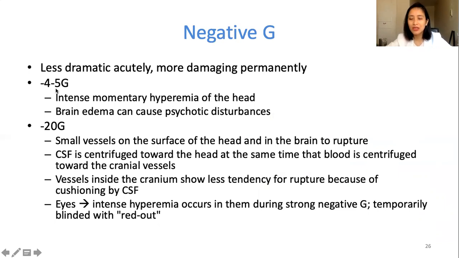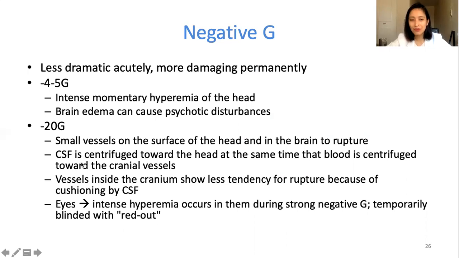In negative G, the blood can pull to the upper part of the body, particularly your head. Because of the intense momentary hyperemia, or sudden increase in blood flow to the brain, this can cause brain edema, which can later cause psychotic disturbances. In higher negative acceleratory or centrifugal forces, the small vessels on the surface of the head and in the brain can rupture because of the great pressure.